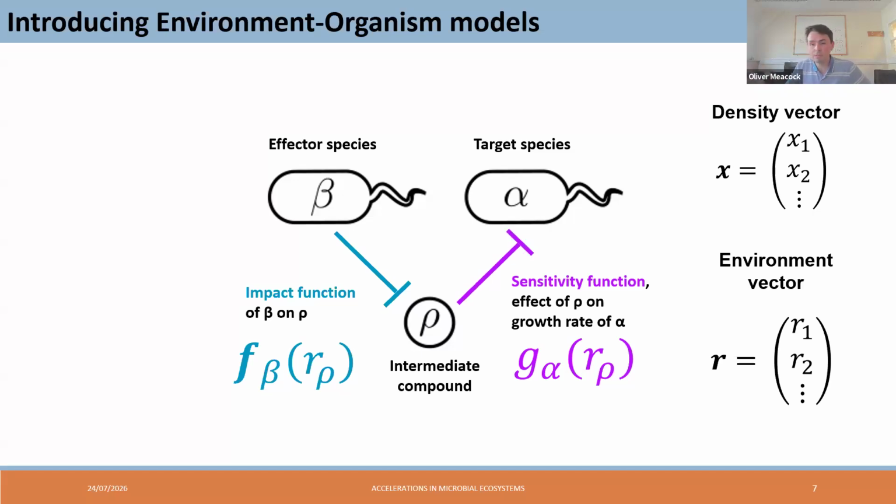If you've ever seen a consumer resource model, this is basically the same thing. We just refer to them as environment-organism models because the resources don't necessarily need to be resources. They could be toxins, for example, and the species don't necessarily need to consume them. So there are multiple different signs going on here. It's basically a generalization of that consumer resource idea, but with very similar concepts in play.